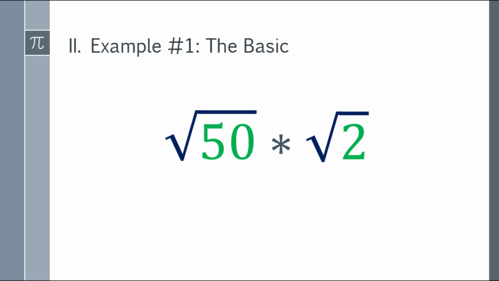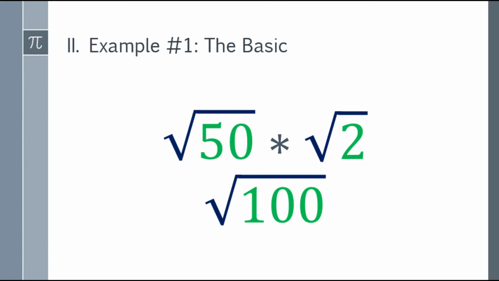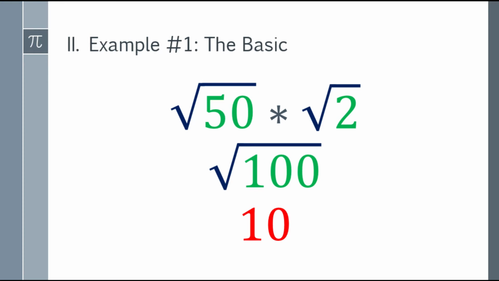Example number 1, the basic. The square root of 50 times the square root of 2. Okay, so paano yun? Gagawin natin dyan, we can multiply them, kasi parehas naman silang square root lang eh. So 50 times 2, that will be 100. Now, ano ba yung square root ng 100? That will be 10. And that's the final answer.